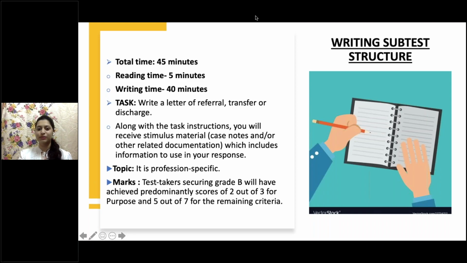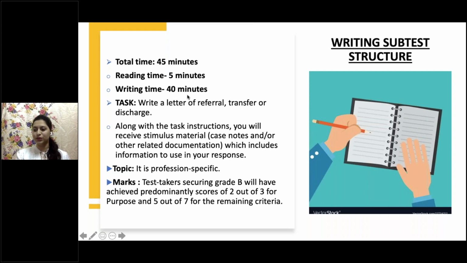All right, so let's jump into today's topic, that is the writing subtest structure. So the total time of the test is 45 minutes. So you'll have a reading time ahead of your writing time. So that is basically 5 minutes of reading time. In this reading time, you're supposed to plan your response and select the relevant case information. You cannot write during this time or underline or make any kind of notes whatsoever during your reading time.